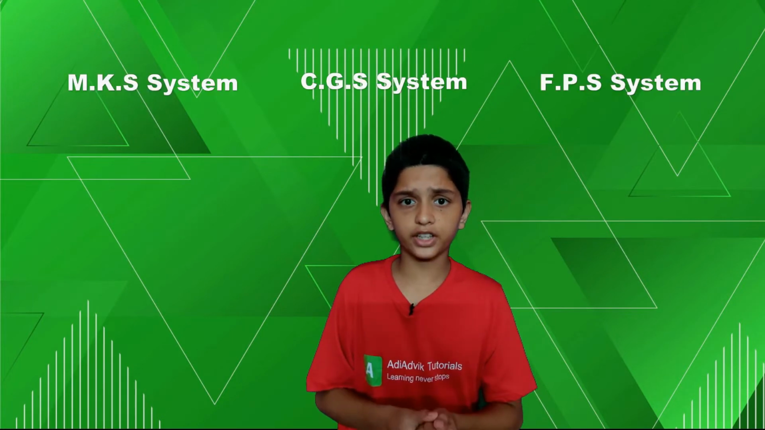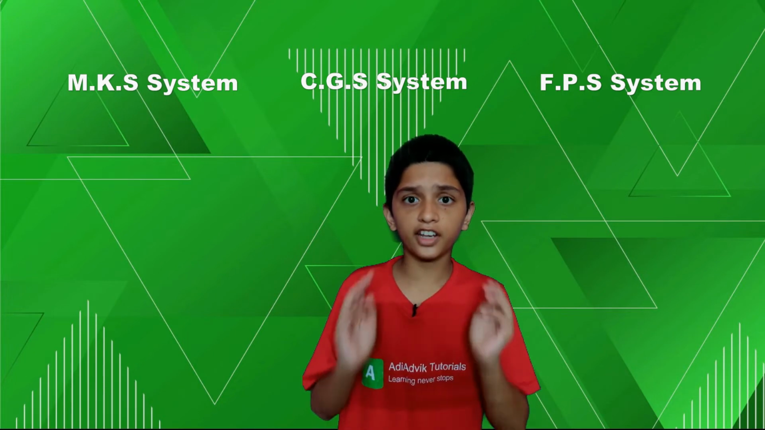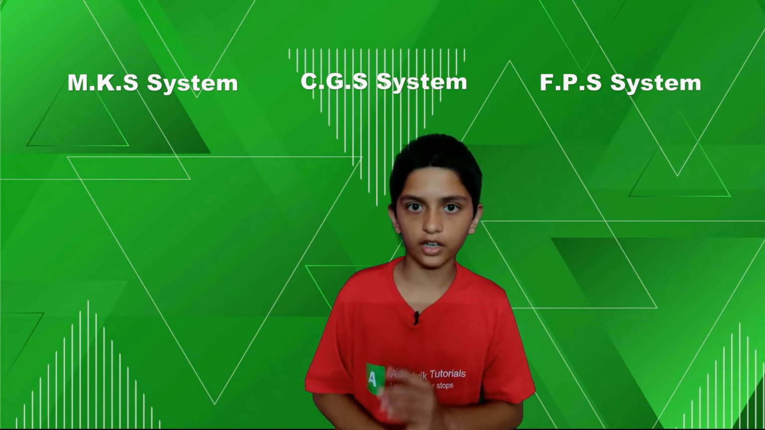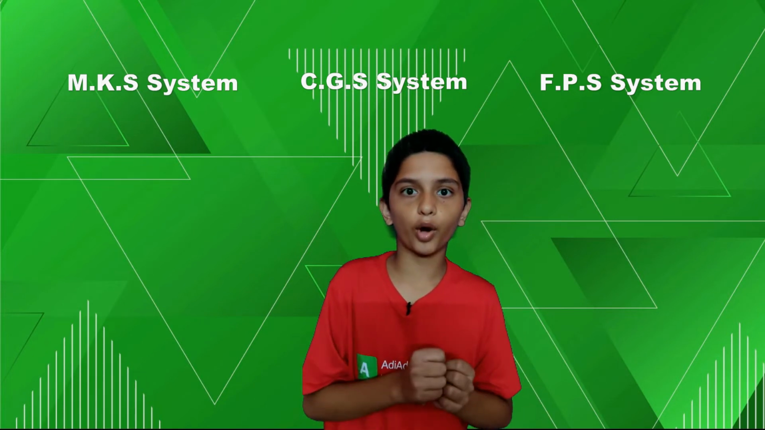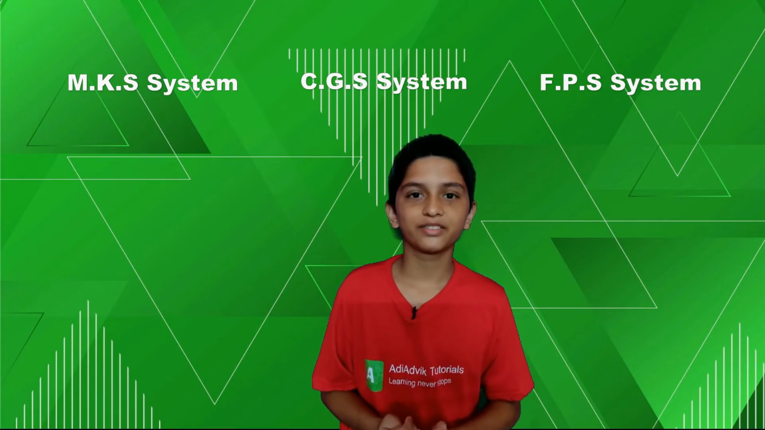The other division of units is into systems. Many systems were used commonly. You have the MKS system, CGS system, and FPS system. These three systems were used commonly before, but are not in use now. But let's discuss them, because we want to learn the history of measurement.